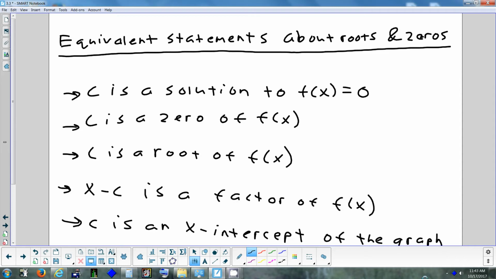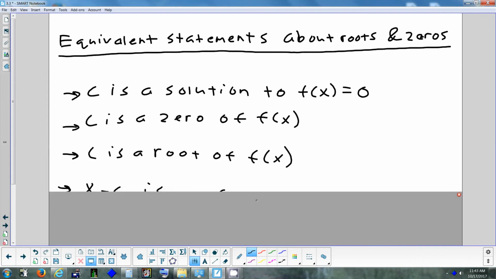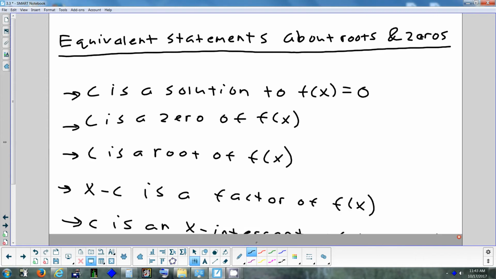Okay, so let's say I had some polynomial and I plug in the number 5 for x, and it gives me 0 for y. That means 5 is a 0. That means 5 is a root. That means the graph crosses the x-axis at 5. That means x minus 5 is a factor. Okay, those all mean the same thing. Any questions on those?